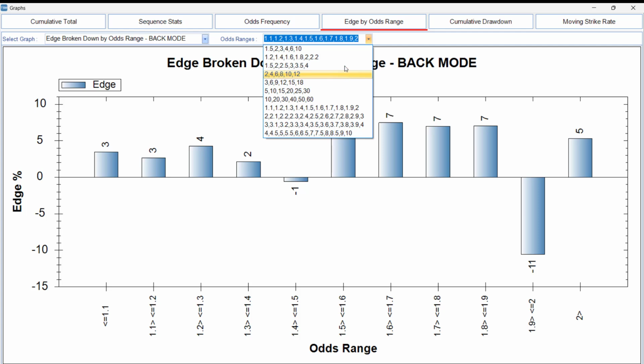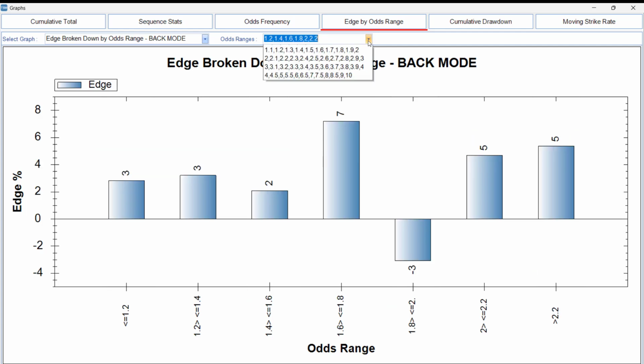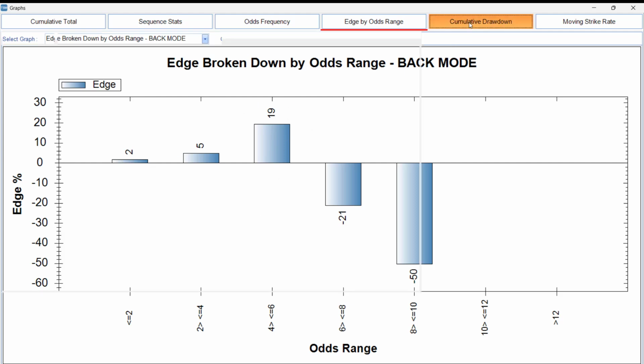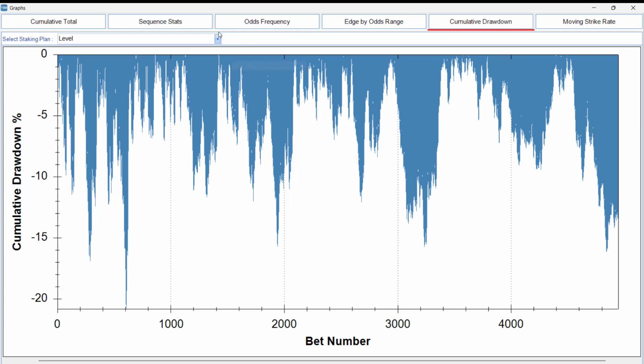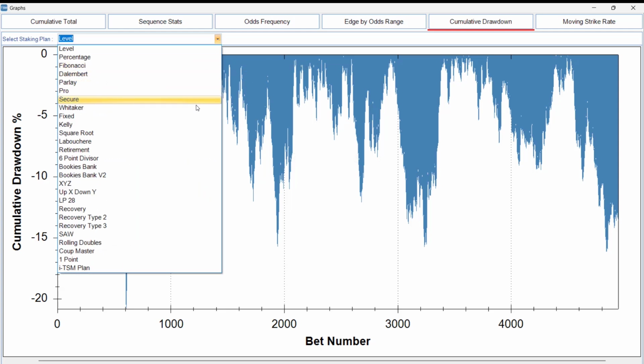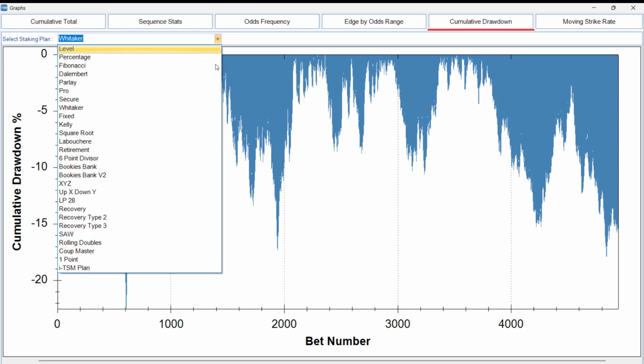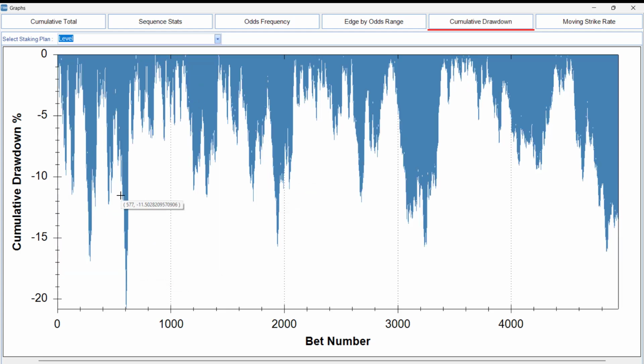And this is a really good way, especially when you're filtering different odds ranges on Betaminic, or you're trying to restrict odds ranges and trying to find out which ones are making you the most profit. And then you'll see which ones are working out best for you. You can see the cumulative drawdown of different staking plans. And this gives you an idea of not just the biggest drawdown, but how often large drawdowns come for the different staking plans. And it gives you a very good visual idea of what your betting system looks like.